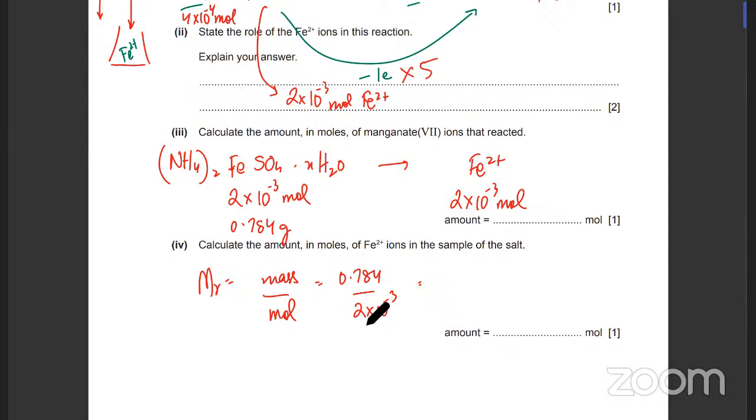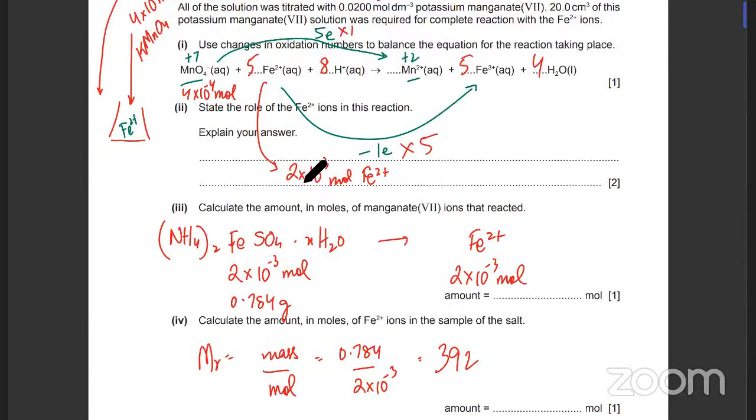392. Let's take 392. So just find out Fe is 55.8, S is 32.1, O is 16 times 4, and this is 18 times 2. And then find out what this would be. So you'll just find what X is. Okay, is that clear? Yes, sir. Thank you.